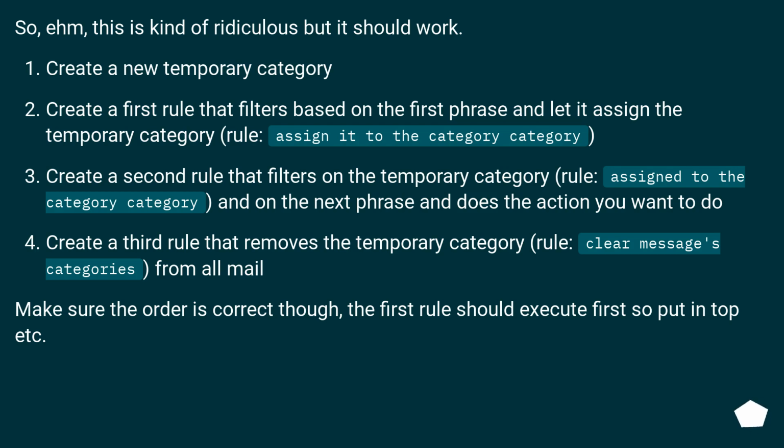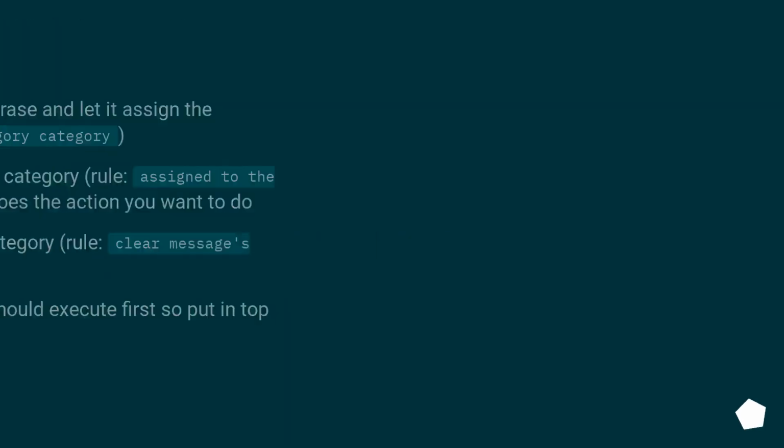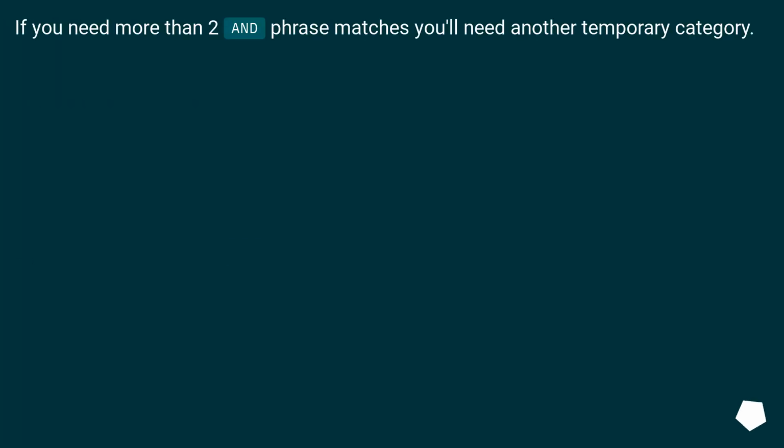Create a third rule that removes the temporary category, clear messages categories, from all mail. Make sure the order is correct though. The first rule should execute first, so put it on top, etc. If you need more than two phrase matches, you'll need another temporary category.